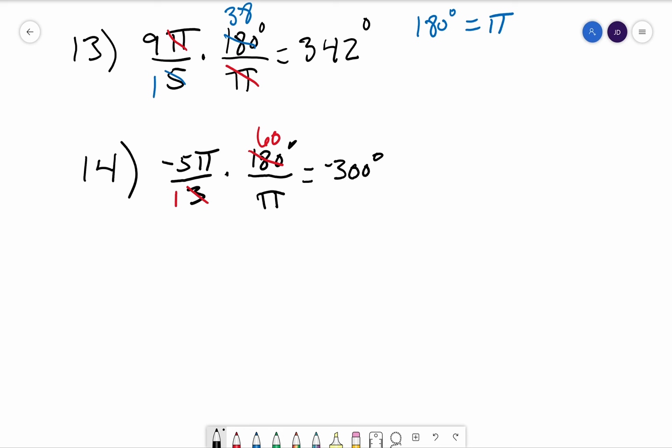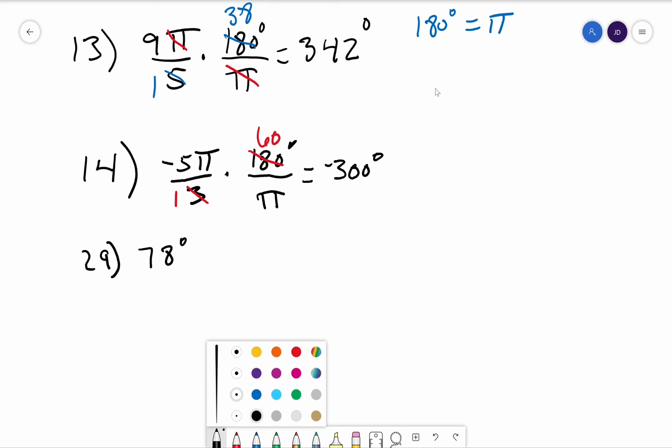Okay, so let's move down to the next section. What do we have? Let's look at number 29. It says we have 78 degrees. It says we want one positive and one negative angle that are coterminal with each angle. Okay, so what does coterminal mean? All right, here's what coterminal means.